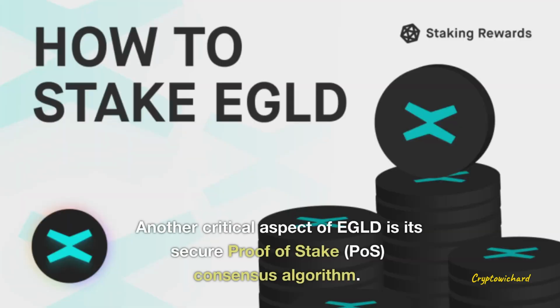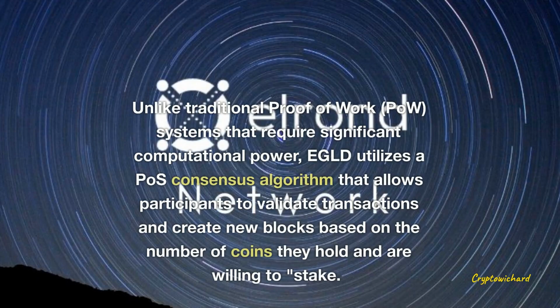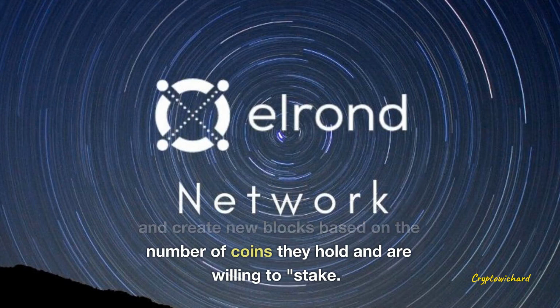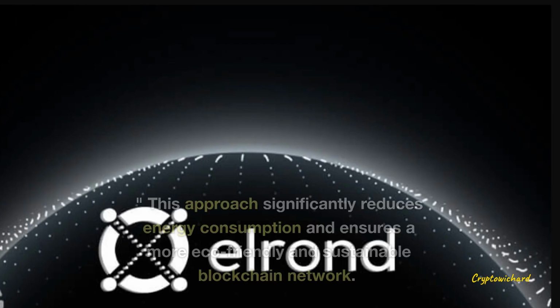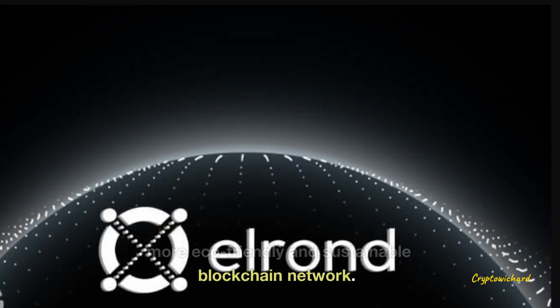Another critical aspect of EGLD is its secure proof-of-stake (POS) consensus algorithm. Unlike traditional proof-of-work (POW) systems that require significant computational power, EGLD utilizes a POS consensus algorithm that allows participants to validate transactions and create new blocks based on the number of coins they hold and are willing to stake. This approach significantly reduces energy consumption and ensures a more eco-friendly and sustainable blockchain network.